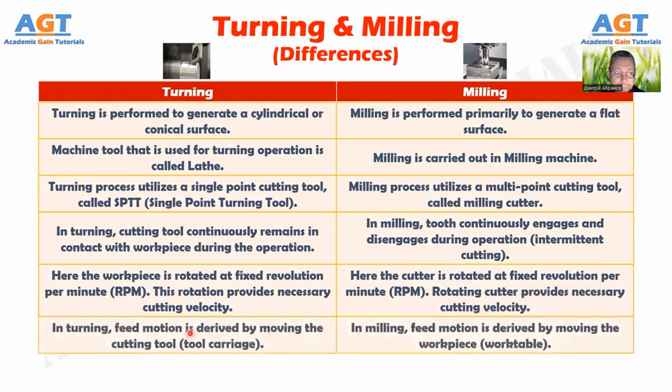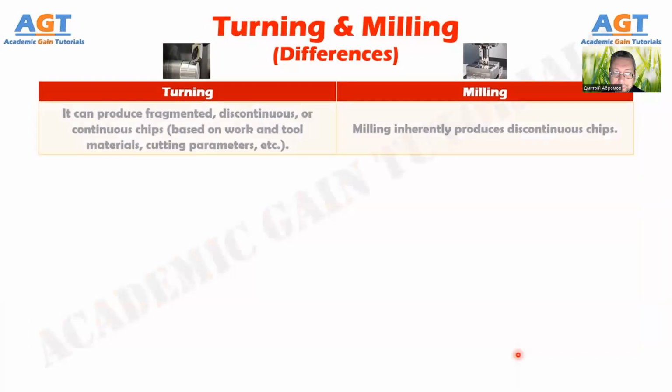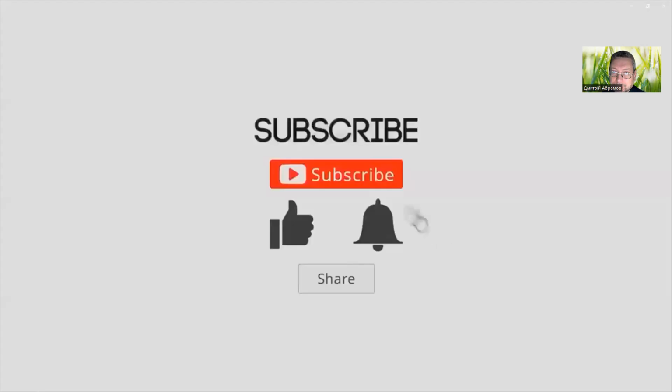Number 6. In turning, feed motion is derived by moving the cutting tool carriage, whereas in milling, feed motion is derived by moving the workpiece, the worktable. And difference number 7, turning can produce fragmented, discontinuous, or continuous chips based on work and tool materials, cutting parameters, etc., whereas milling inherently produces discontinuous chips.